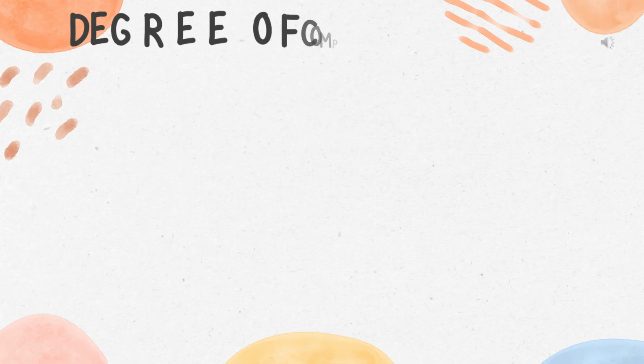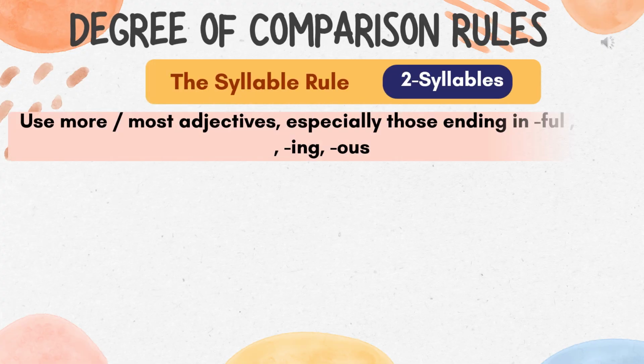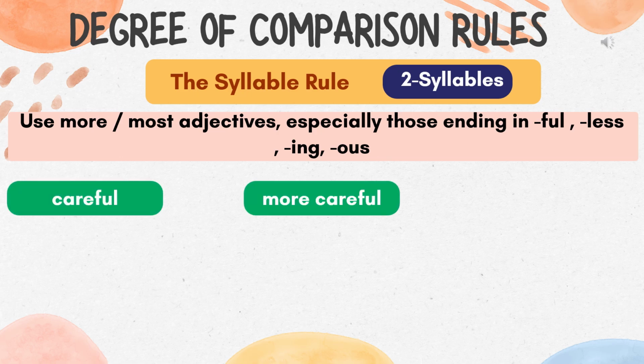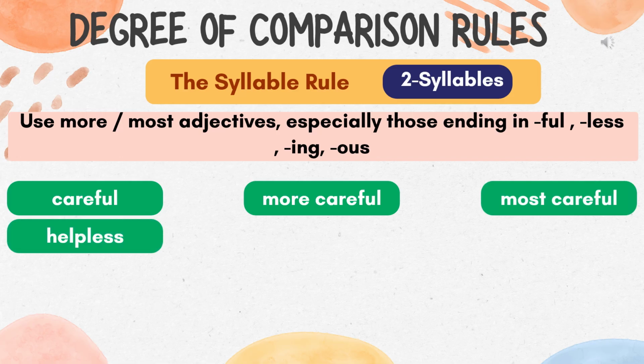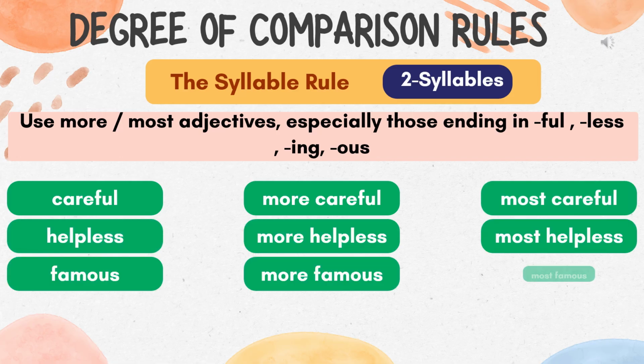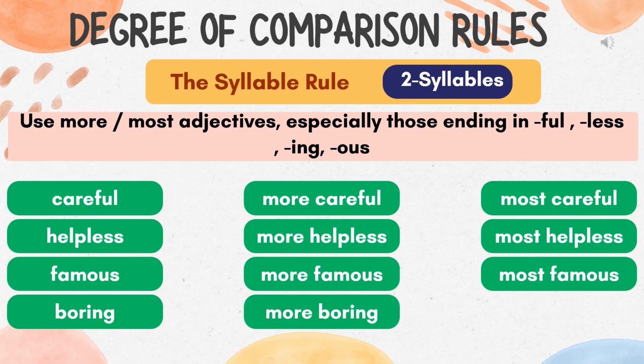For most other two-syllable adjectives, especially those ending in -ful, -less, -us, and -ing, we use more for the comparative and most for the superlative. For example, careful becomes more careful and most careful. Famous becomes more famous and most famous. This rule also applies to all adjectives with 3 or more syllables.